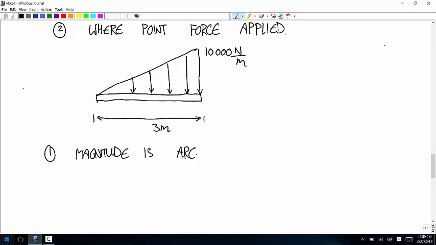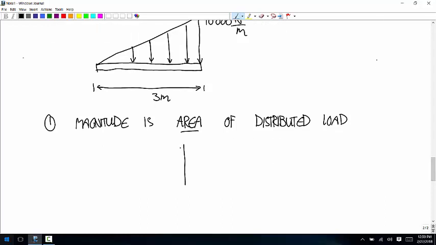is the total area of the distributed load. In other words, what you're really doing is integrating this distributed load function over x. So in this example, the numbers are going to look a little funny because they're obviously on very different scales. But you can think of the width as 3 meters. You can think of the height as 10,000 newtons per meter.